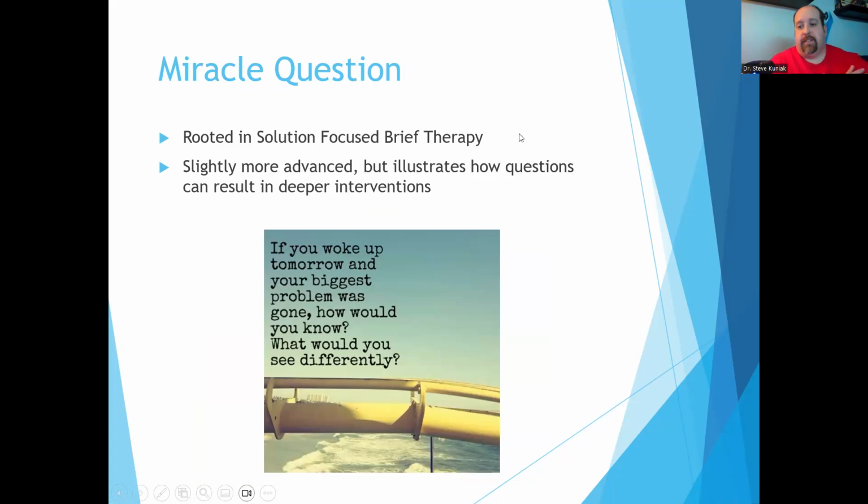The miracle question is a very specific question from solution focused brief orientation. But again, it's a very powerful question that can be used all over the place. This is a more advanced skill exercise. It's basically asking the client to imagine what it would be like if they woke up in the morning tomorrow and all of their problems were gone. They wouldn't know it because they were asleep. What's the first thing that they would notice that was different?